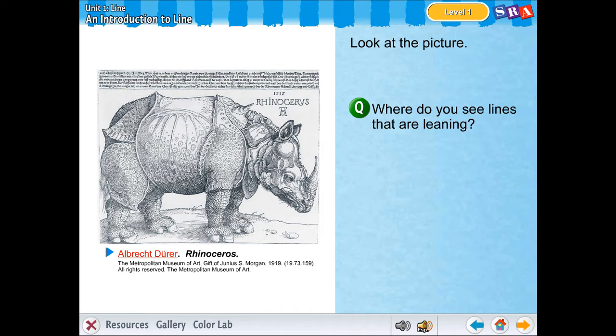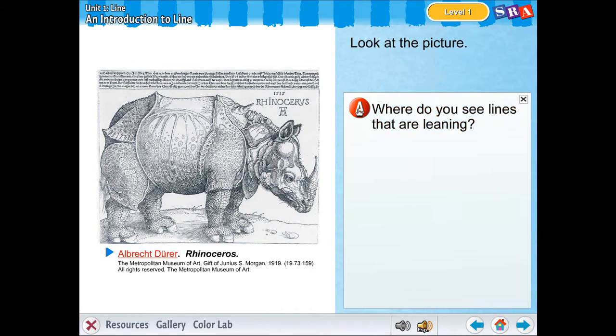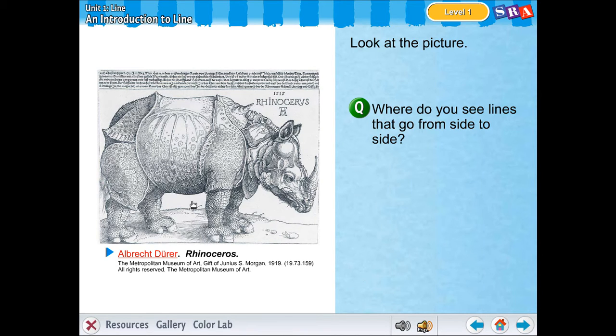Where do you see lines that are leaning? We saw lines I showed you earlier, like on the neck, near the face. What they mean by leaning is they're diagonal lines, okay? Where do you see lines that go from side to side? We looked at that also. We saw lines going from side to side on the top, the bottom, and within the picture itself.